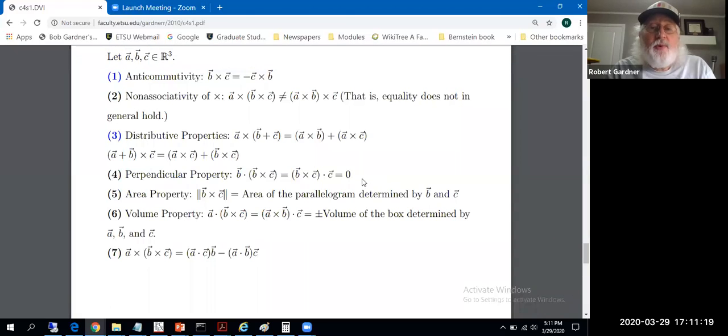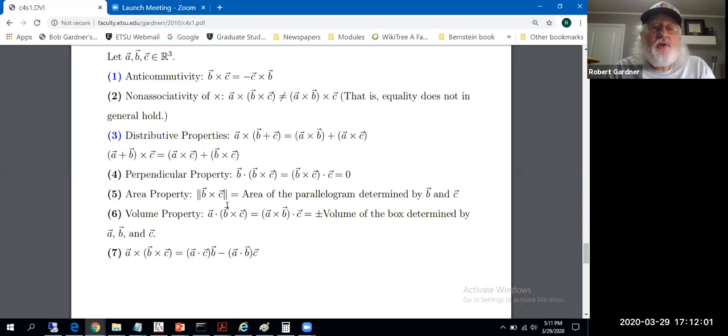The perpendicular property: B dot (B cross C) and C dot (B cross C), both of these are 0. Zero scalar, right, it's a dot product. Dot products are 0 when vectors are perpendicular, so we can express perpendicular in terms of dot products being 0. This is the linear algebraic way of saying vector B is perpendicular to B cross C, and vector C is also perpendicular to B cross C. So B cross C is perpendicular to both B and C, as stated earlier, and it's to be shown here.